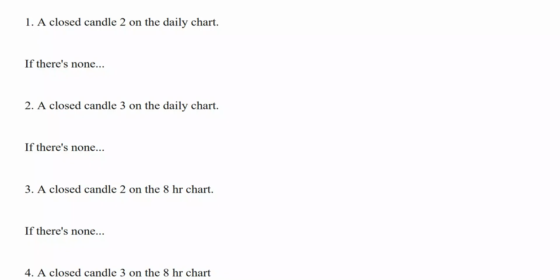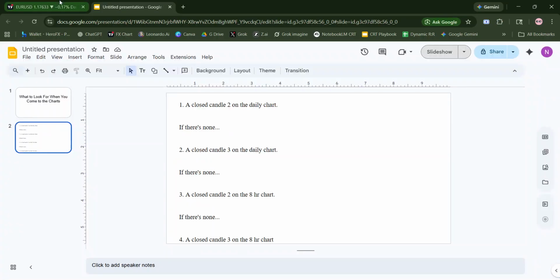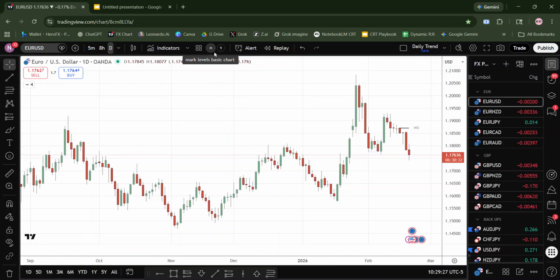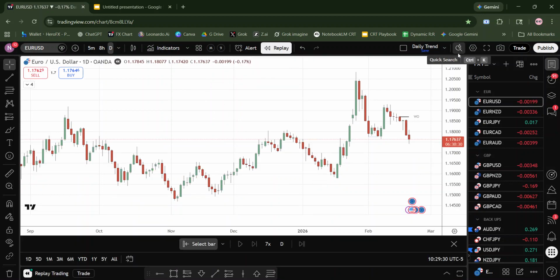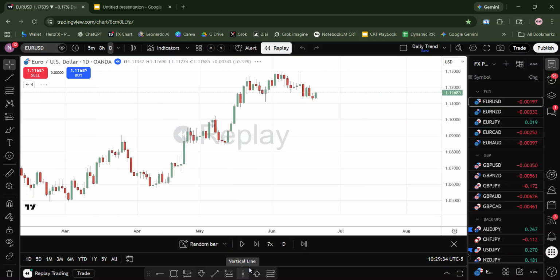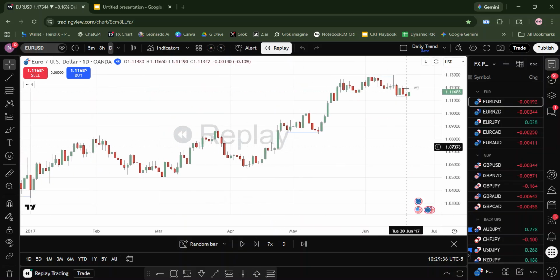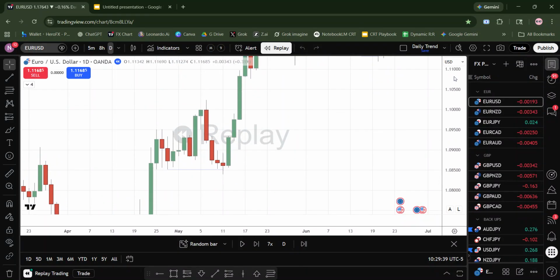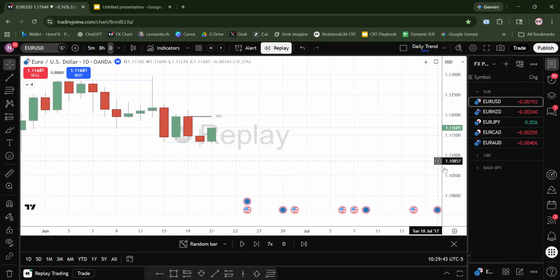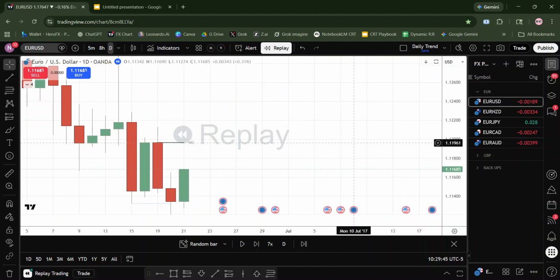So what I'll do now is go through the euro pairs and show you how I would do this in real time. I'm going to pick a random chart so that there's no confusion here. I'll do the replay, and I'm going to do random. And there we go. So we're back in 2017. This is the daily chart. Again, I'm only going to do the euros. If you want to make this a part of your trading routine, you can.